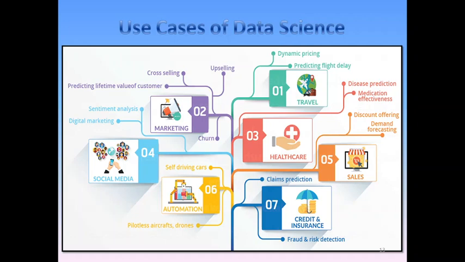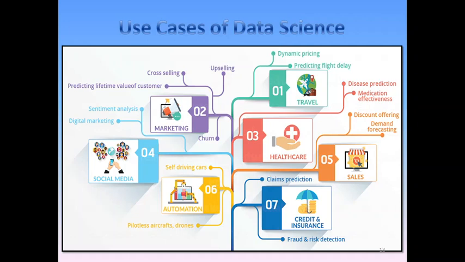Second one is marketing. With the help of data science, we can increase cross-selling and upselling, and predict lifetime value for the customer. Third one is healthcare. In healthcare, we use data science for disease prediction and medical effectiveness. Fourth one is social media, where we use data science for digital marketing and sentiment analysis.